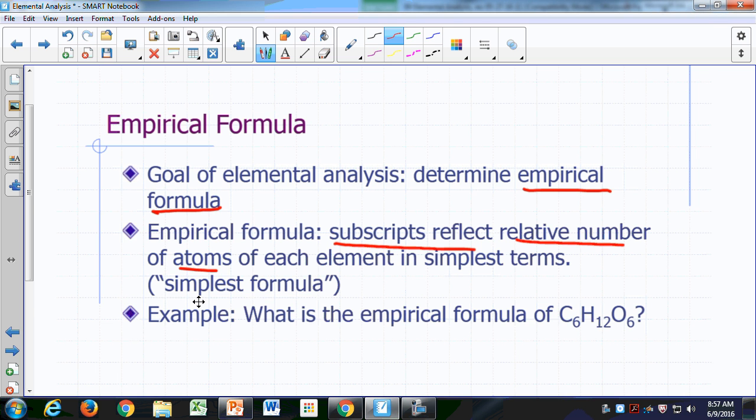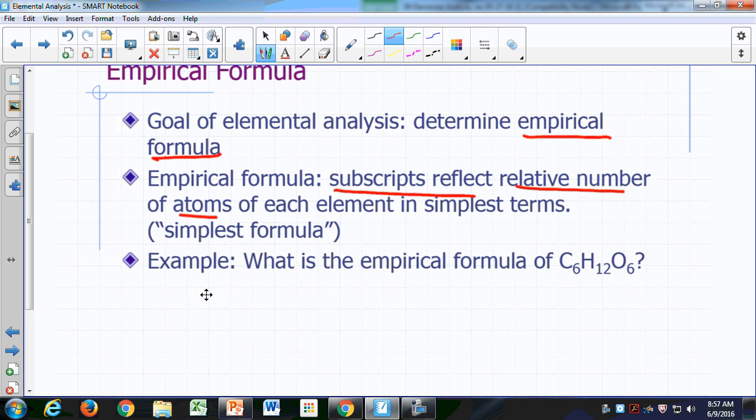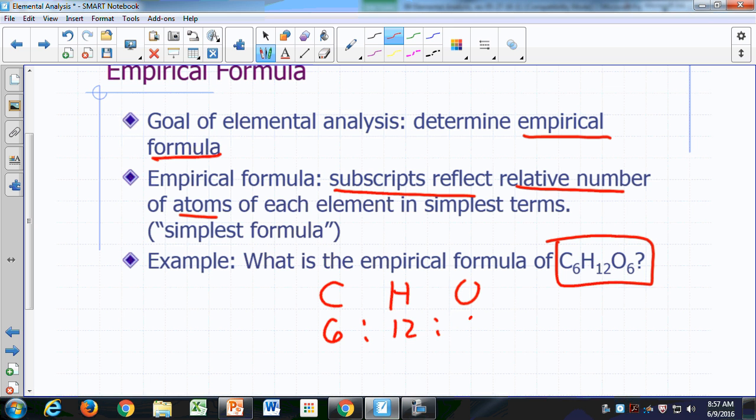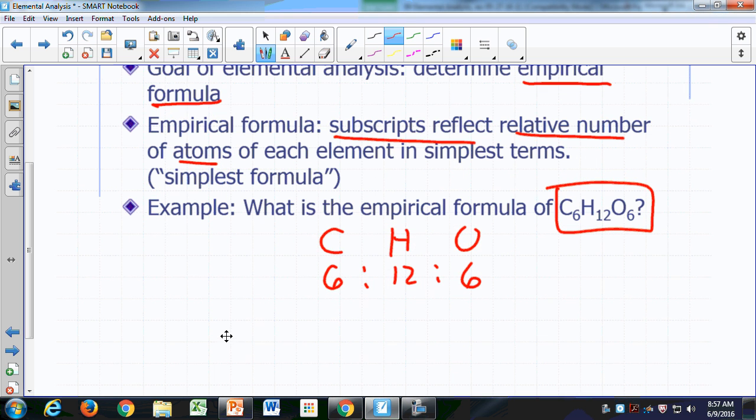So, for example, glucose has a formula of C6H12O6. The carbon to hydrogen to oxygen ratio is 6 to 12 to 6. Now, you can see that 6, 12, and 6 have a common factor. So, you have to reduce that ratio into the smallest possible set of whole numbers. And a good strategy for doing this is just to divide everything by 6, the smallest number.